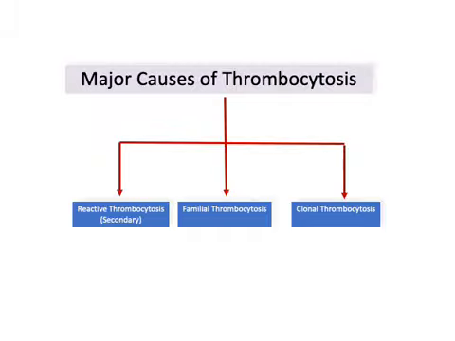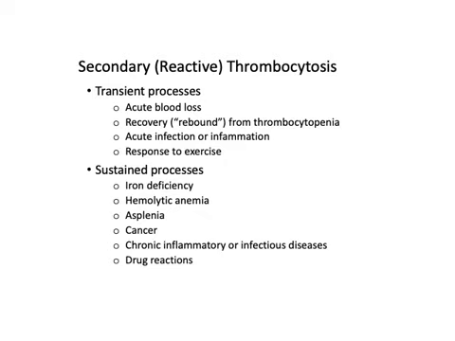One condition that needs to be differentiated from essential thrombocythemia is reactive thrombocytosis, and the clonal thrombocytosis that is seen in other MPNs. Secondary causes of reactive thrombocytosis include transient processes as well as sustained processes. The most common of these would be iron deficiency anemia.